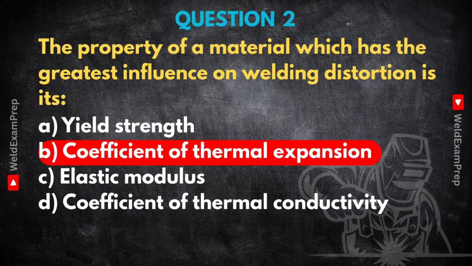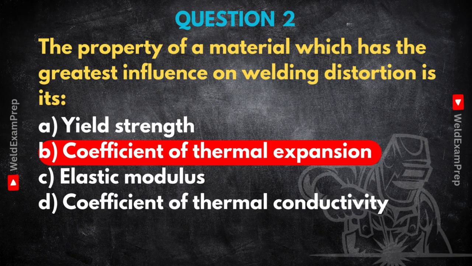Exactly. And the coefficient of thermal expansion tells you how much a material tries to expand or contract for a given temperature change. A higher coefficient means more expansion, more contraction, stronger internal fight, and therefore a greater tendency to distort. It's the primary driver.